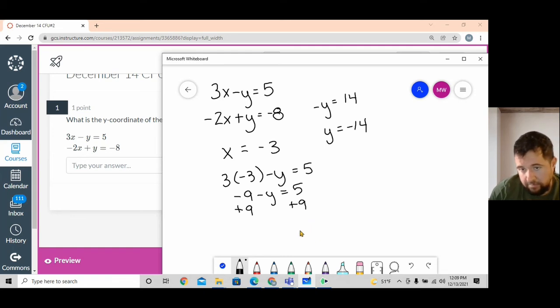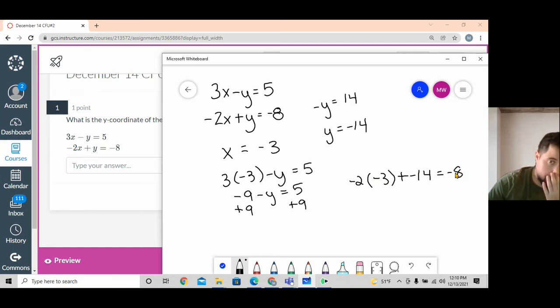Let's see if this works. I'm going to take my second equation and check my answer. So I'm going to say, is negative 2 times x value, negative 3, plus negative 14 equal to negative 8? In math, we try not to write plus minus, so we're really just going to write minus. So is positive 6 minus 14 equal to negative 8? Yes, it is. So that means my answer is correct, and my y value does equal negative 14.